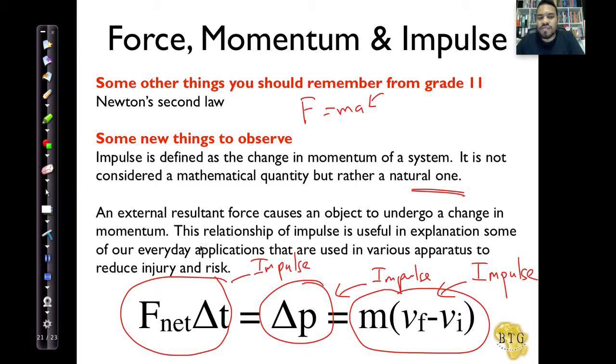So according to the law of momentum, if there's a resultant force acting on an object, it will cause the object to undergo a change in momentum. And now there's a certain relationship that relates to the time taken, the net force, and also the change in momentum, and this is the impulse relationship. It is very useful in explaining some of the everyday applications that are used in various apparatus to reduce injury and risk. Now that's just important so that you know where it can be used. I'm not going to waste a lot of time giving you examples right now. Rather, I'm going to go through a few question examples in which we will answer questions related to the impulse relationship and the net force, whereby you can see where the examples exist.